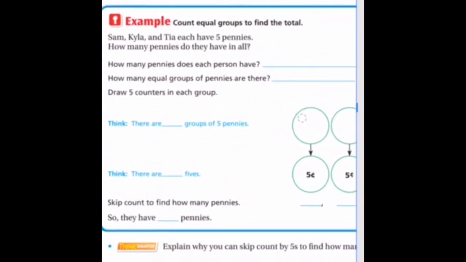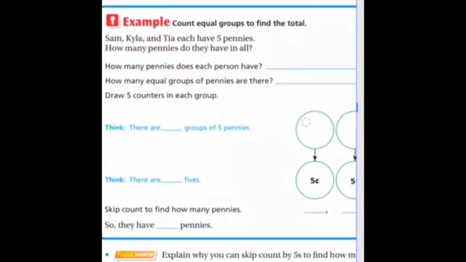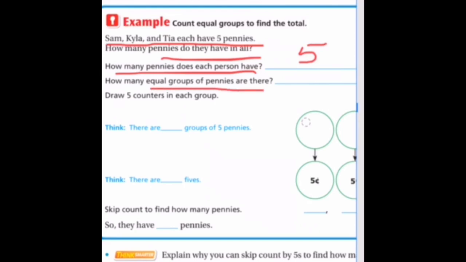Count equal groups to find the total. Sam, Kyla, and Tia each have 5 pennies. How many pennies do they have in all? How many pennies does each person have? Each person has 5. How many equal groups of pennies are there? That's going to be asking how many people are there now, right? So each person has 5, and we have Sam, Kyla, and Tia. So we have 3 people, meaning there are 3 equal groups.